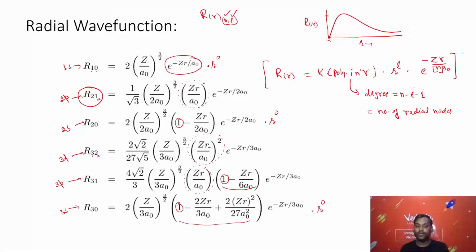For let's say a 3p orbital, in a 3p orbital the polynomial has degree 1. It's a linear polynomial. It has one solution. At one value of r, this function would be 0. So apart from r equal to 0 and r equal to infinity, it will also be 0 at some other value of r, which is the solution of this polynomial. So at r equal to 6a0 by z, this value will be 0. So the graph will look like this.